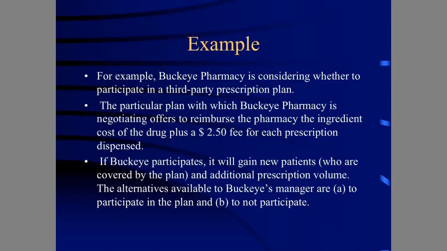So for example, Buckeye Pharmacy is considering whether to participate in a third-party prescription plan. The particular plan with which Buckeye Pharmacy is negotiating offers to reimburse the pharmacy the ingredient cost of the drug plus $2.50 for each prescription dispensed. You can tell this is a little bit of an older chapter. It would be nice to have $2.50 for each prescription in today's world, unfortunately. If Buckeye participates, it will gain new patients who are covered by the plan, and it will have additional prescription volume. The alternatives available to Buckeye's manager are to participate in the plan or to not participate in the plan.